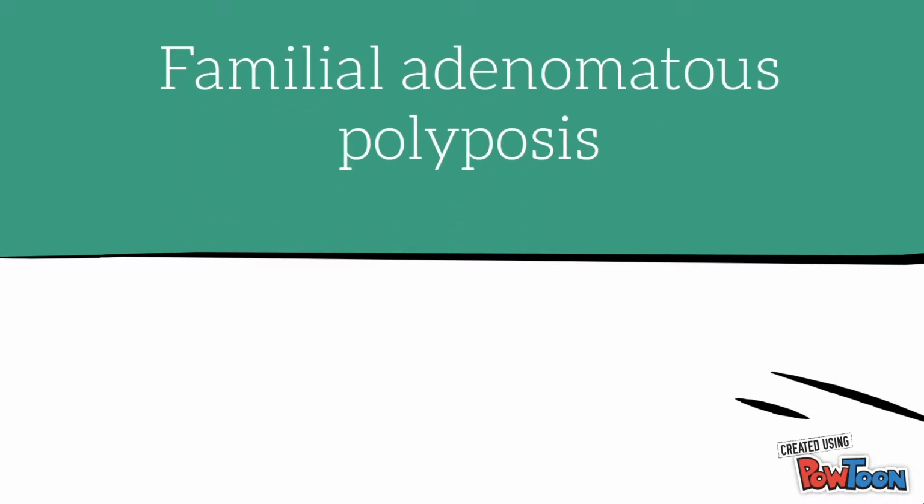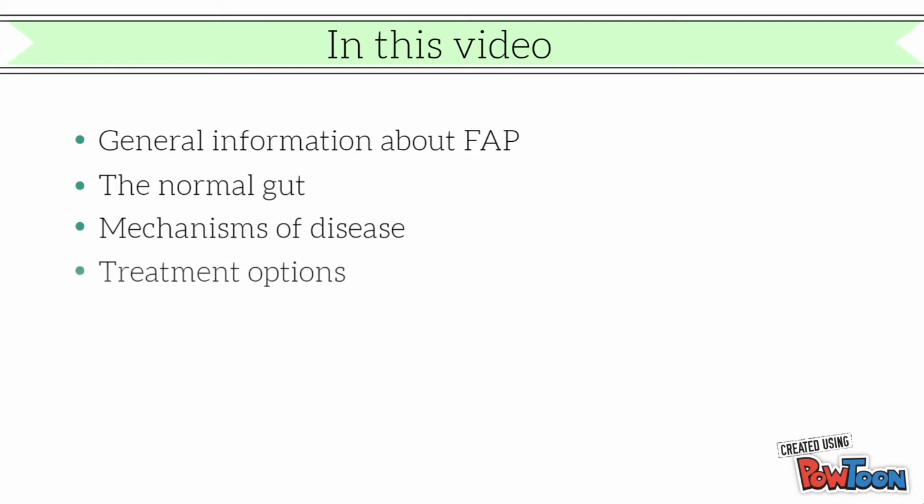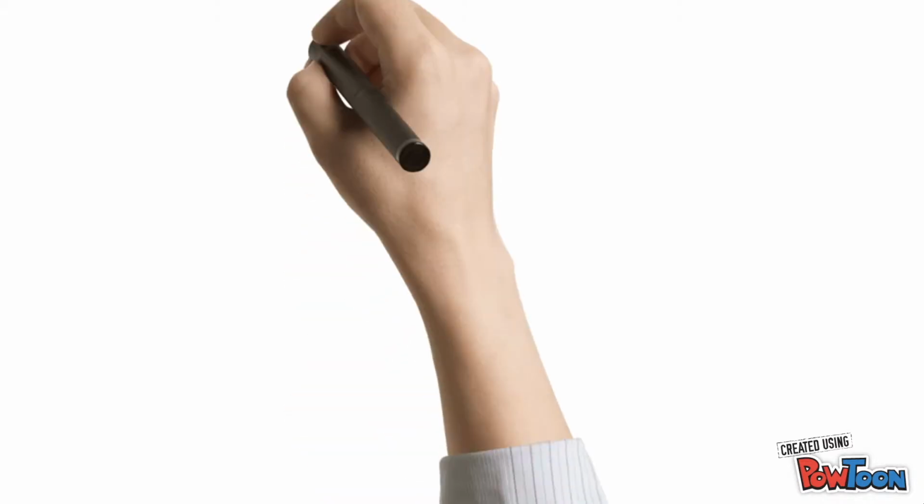Hello, this is an informational video about the disease familial adenomatosis polyposis, better known as FAP. In this video, we'll discuss the general information about the disease. Then, we'll talk about the healthy gut, and after we'll discuss the mechanisms and mutations that cause the disease in the colon. At the end of the video, the treatment options will be explored.